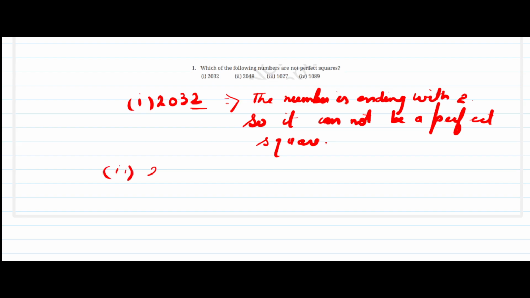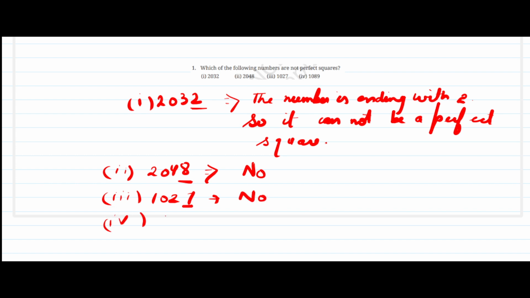Now part 2, 2048. Again the number is ending with 8, so again this is not a perfect square. Third, 1027. The number is ending with 7, so again the answer will be no.